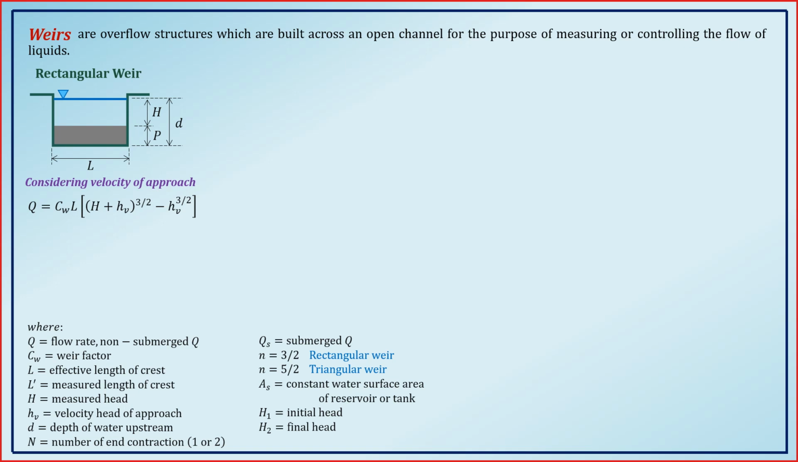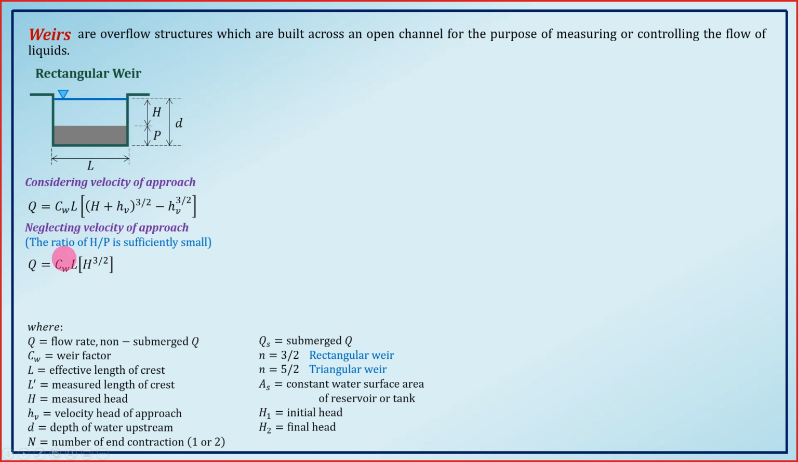Now, for us to calculate the Q in a rectangular weir, we have this equation that considers velocity of approach. So, medyo mahaba siya. We have Q is equal to CWL multiply to (H plus HB) raised to 3 halves minus HB raised to 3 halves. Now, that is for considering the velocity of approach. Ayan. So, we have problems that neglect velocity of approach, meaning yung HB dito, which is the velocity head of approach, will be equal to 0 na. So, malilesen yung ating equation. So, 0 to 0. Ang matitira sa atin is the CWL H raised to 3 halves.